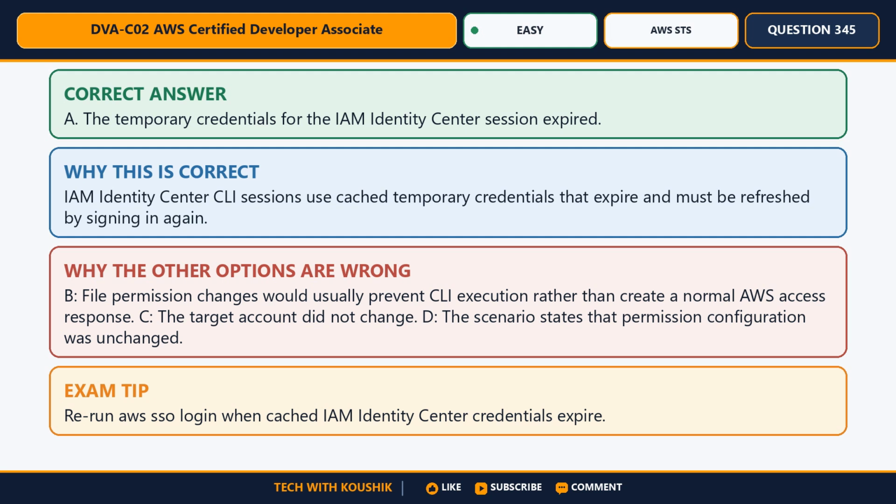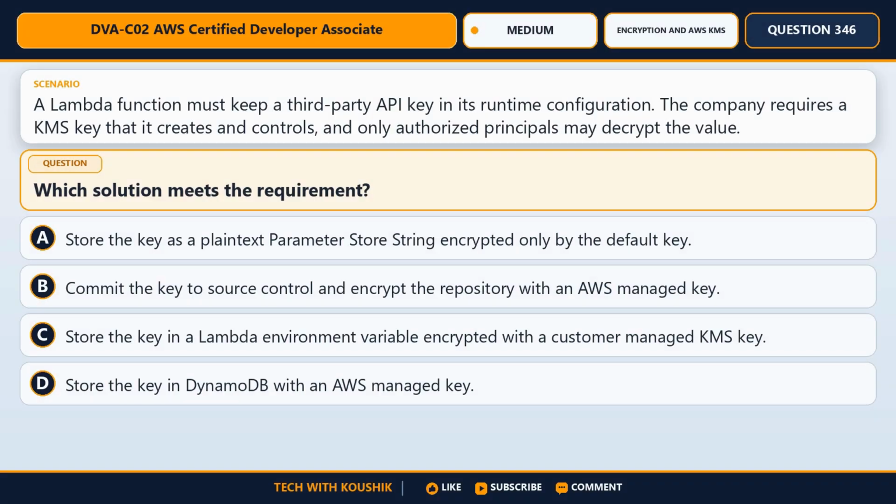B. File permission changes would usually prevent CLI execution, rather than create a normal AWS access response. C. The target account did not change. D. The scenario states that permission configuration was unchanged. Exam tip. Rerun AWS SSO login when cached IAM Identity Center credentials expire.